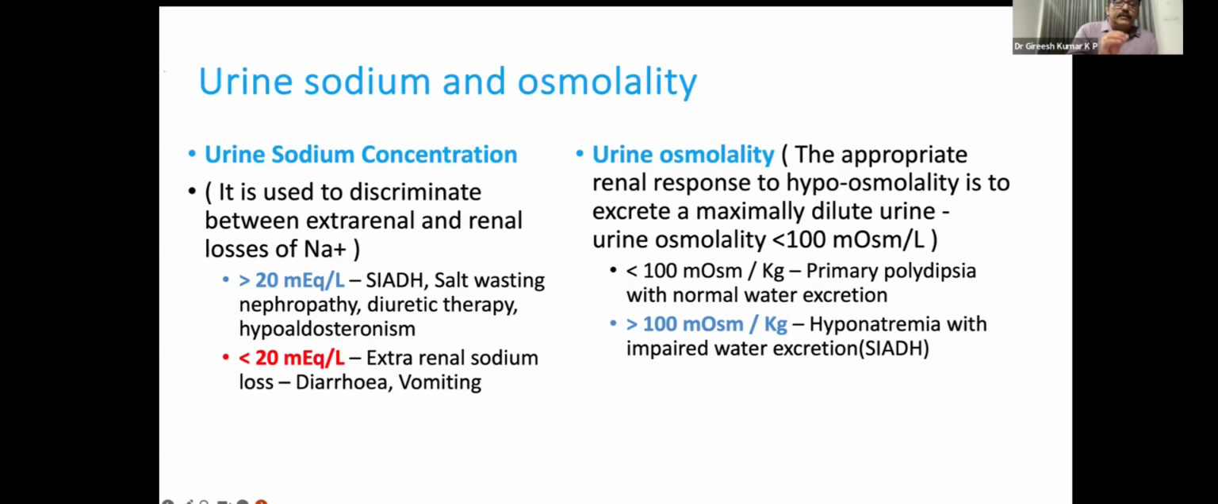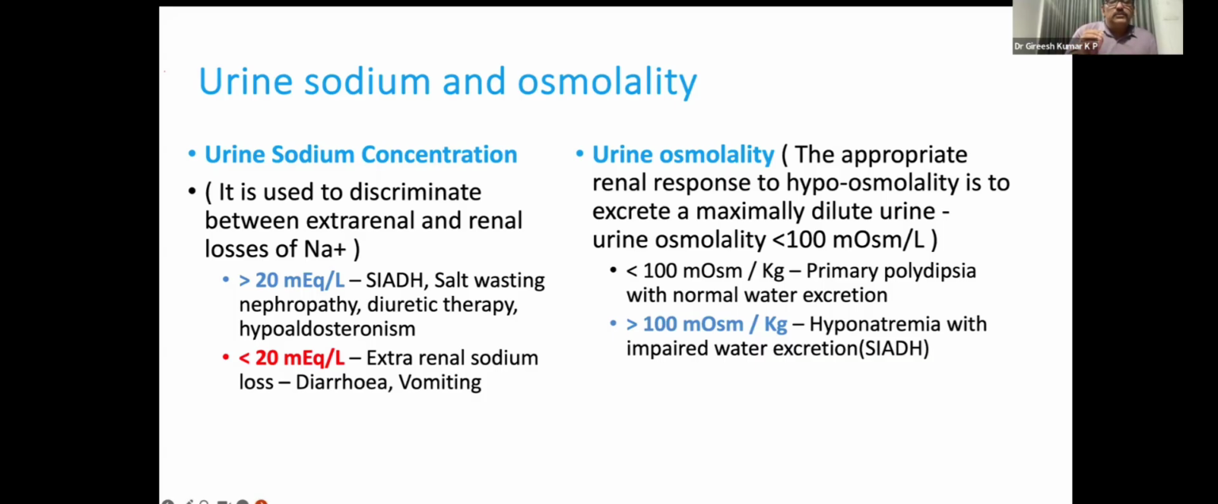If the patient is having actual hyponatremia, the body will try to preserve sodium. So if the patient is having hyponatremia and the urine sodium loss is less than 20 milliequivalents, then the kidney is not the culprit. It is something else. If the patient is having hyponatremia and the sodium level in the urine is more than 20 milliequivalents per liter, then the reason is the kidney is losing salt. It can be SIADH, like we discussed, or salt wasting nephropathy.